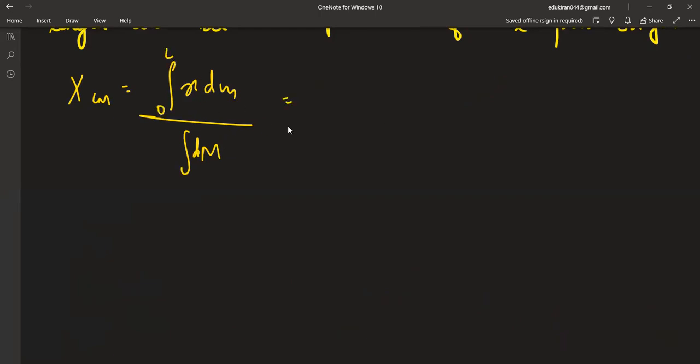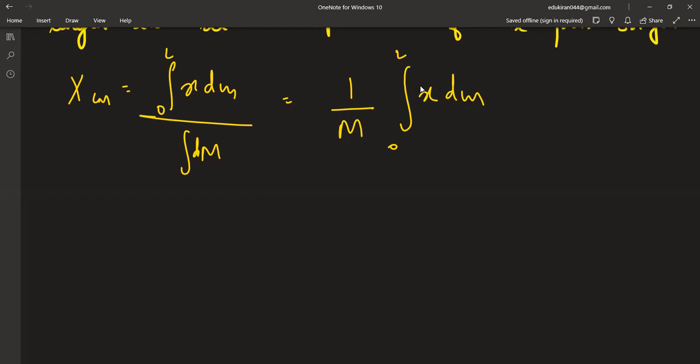See, integration of this dm will give us mass. This is fixed because the total mass is M. But what about x dm? How will you solve this? Because you cannot integrate it as x square by 2 right now, because here there is no dx. So we have to find out what is the meaning of dm.